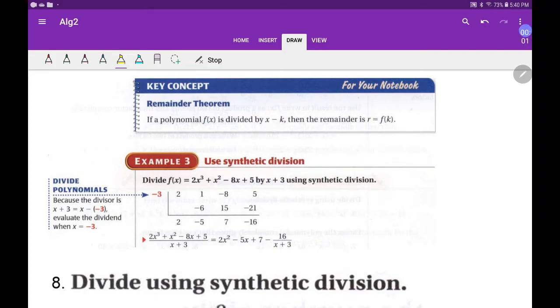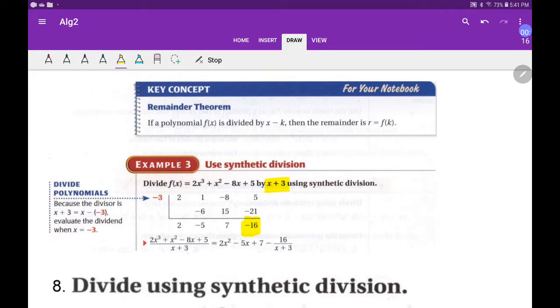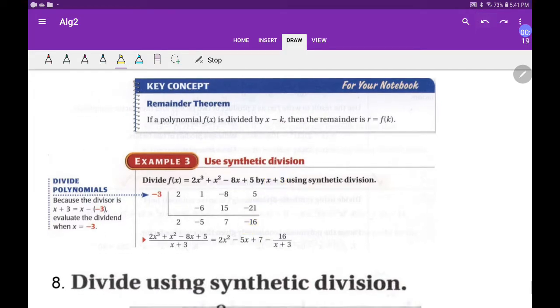Okay, to review what I said before, if we pick a factor like x plus 3, so we say minus 3, if we do that and we get something that's not 0, then we know x plus 3 is not a factor. However, it's not without benefit. We know this other thing, that if I plug in minus 3, I'm going to get negative 16. So, anyway, that's the remainder theorem.